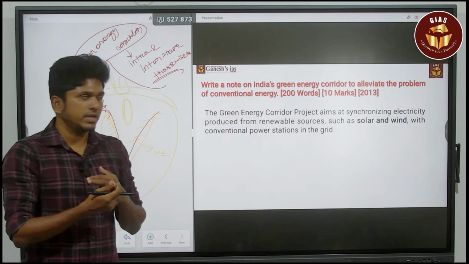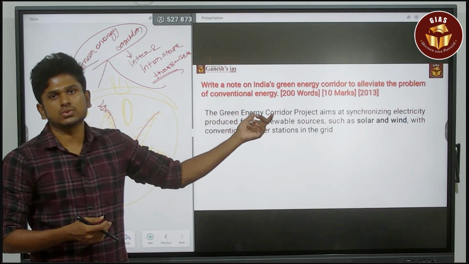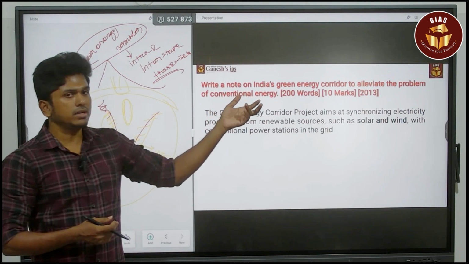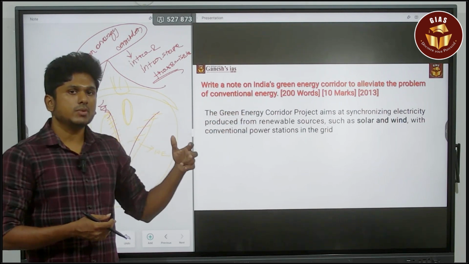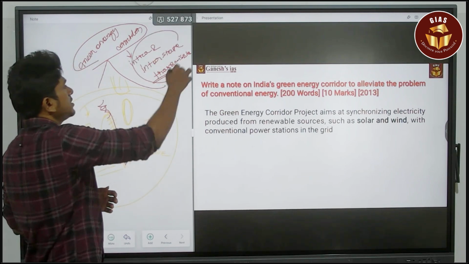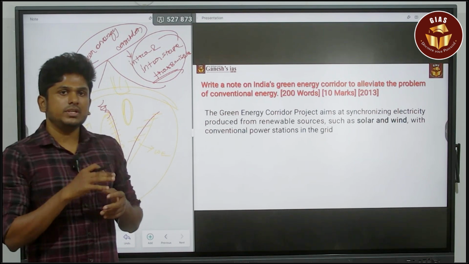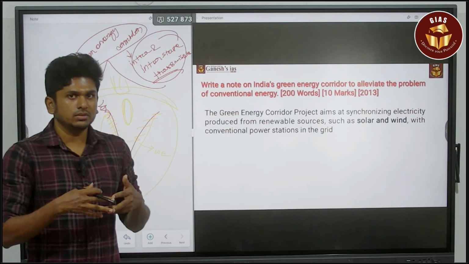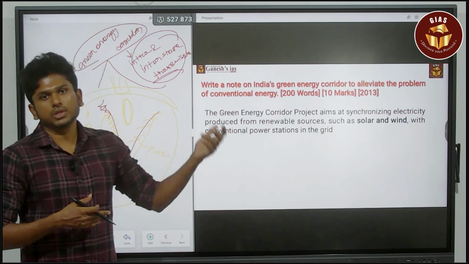Next, in the body of the answer, first you have to speak about the problems of the conventional energy source. Next, you have to speak about how this energy corridor is going to overcome this issue. Before that, you have to speak about why we need this green energy corridor. The first thing is inter and intrastate transmissions. And also it is going to switch between the renewable energy source and the conventional energy source. These are the 2 points you have to give. Next, you have to speak about how this is going to overcome it.